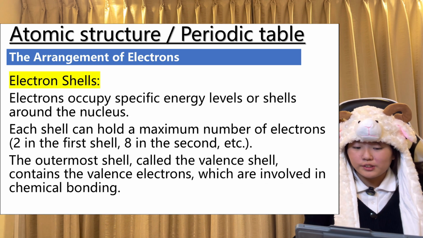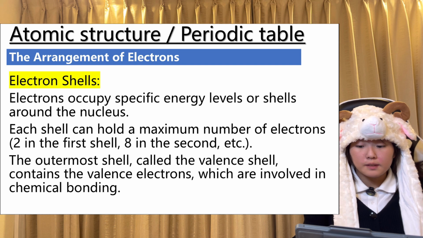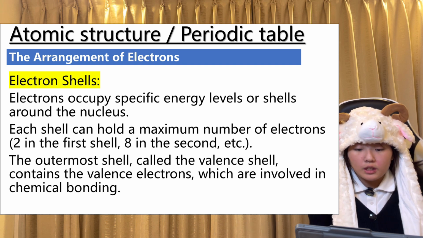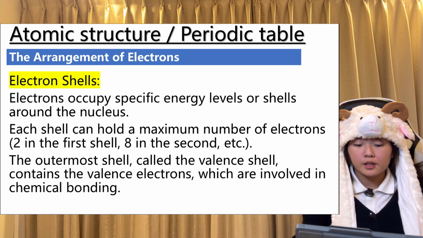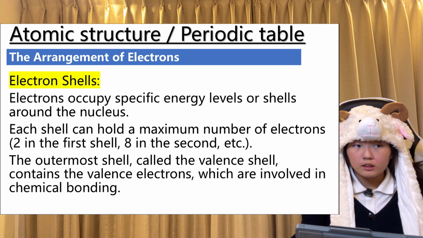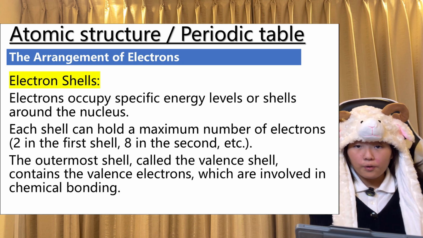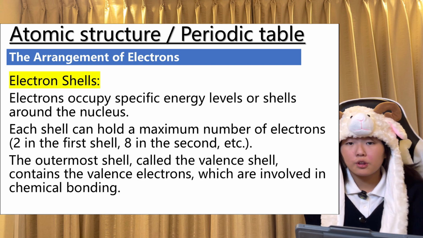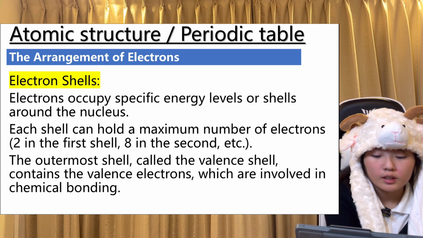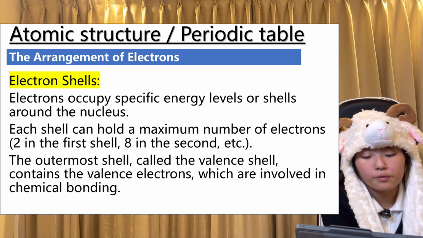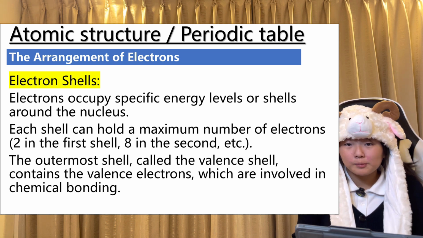What are electron shells though? Electrons occupy specific energy levels, also called shells, that are around a nucleus. Each shell can hold a maximum number of electrons: 2 in the first shell, 8 in the second, 8 in the third, 16 in the fourth, 16 in the fifth, and 32 in the sixth, and so on. The outermost shell, called the valence shell, contains valence electrons, which are involved in the chemical bonding that specific atom can do.